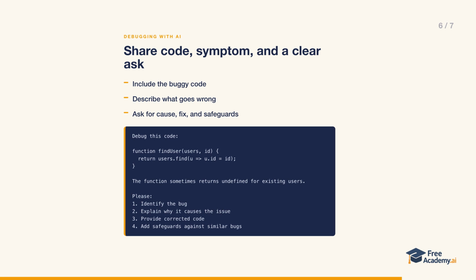That last step matters because you're not just patching one line, you're asking the AI to help you avoid the whole class of mistake. Giving the model both the code and the observed behavior, then asking for a structured response turns it into a focused debugging partner instead of a vague guesser.